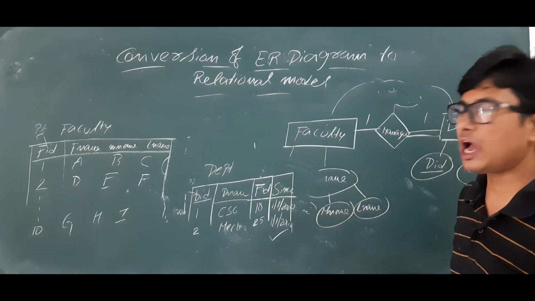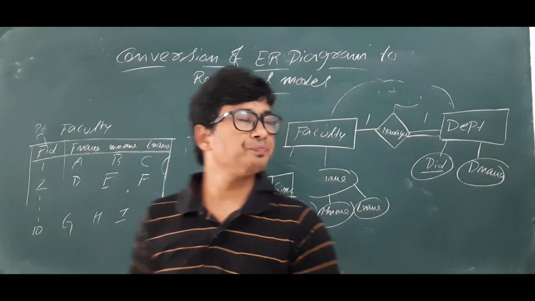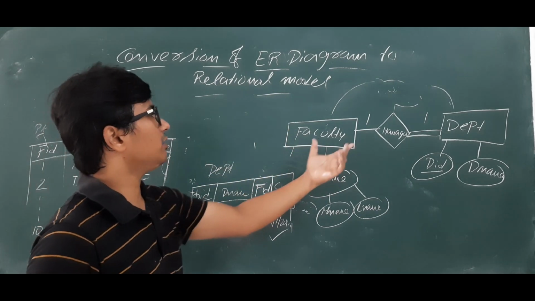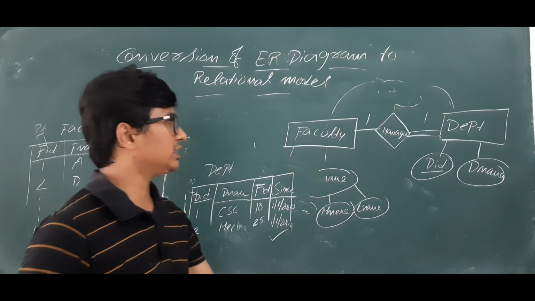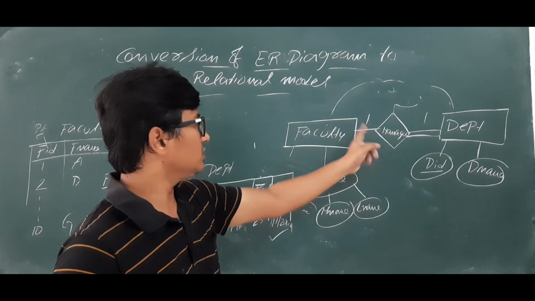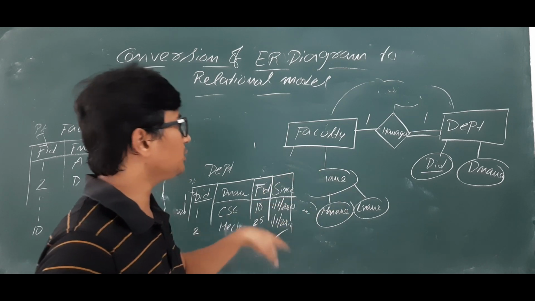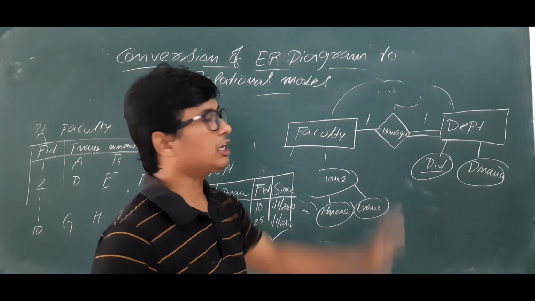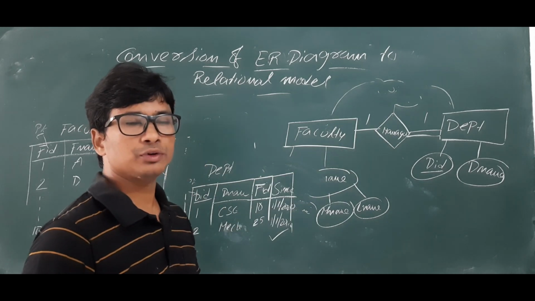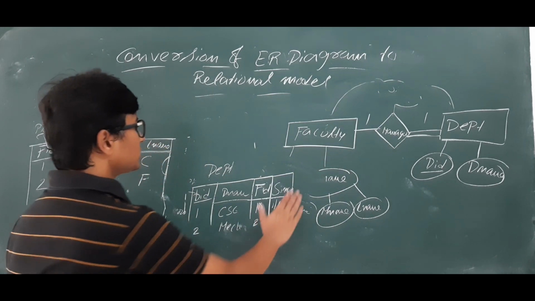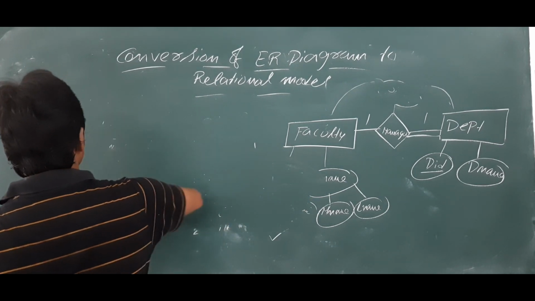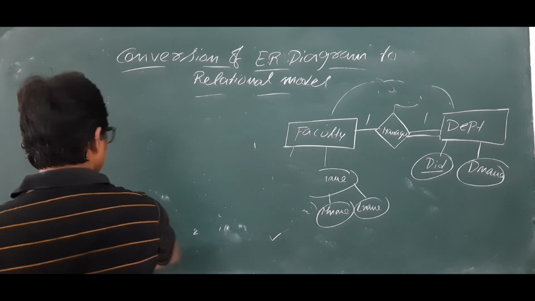Okay, I hope you have understood how to convert an ER diagram which consists of a 1-to-1 relation, where you have a total participation, this is a total participation, this is a partial participation, and you have an attribute for the relationship called manages. We have discussed what we have to do. Now I want to discuss another case so that you can understand the concept in a better way.